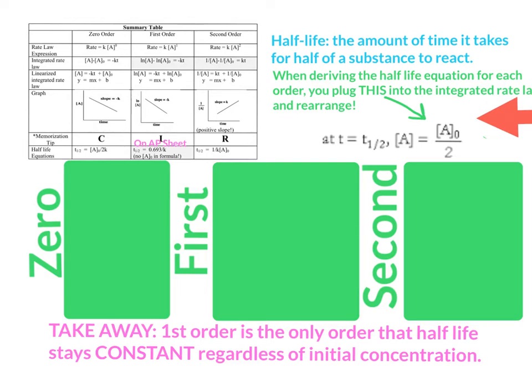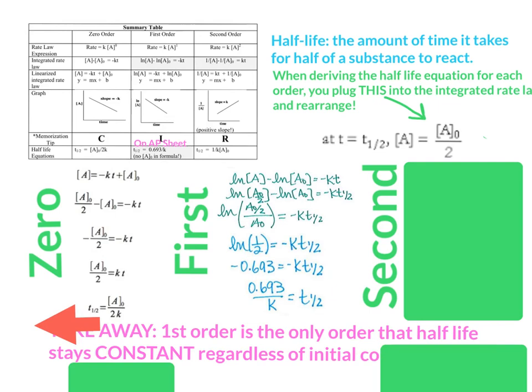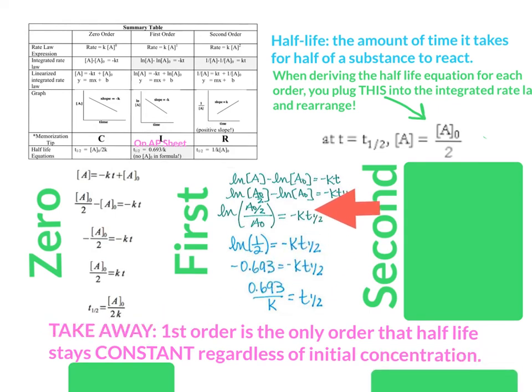If you take a look at the zero order equation, A naught over 2 was plugged in right here where A was, rearranged, and we got down to this equation right here. You do not need to memorize that equation. What's important is when we get to the first order, and this is the part that you really need to pay attention to. If I take A naught over 2 and plug it in and do all the math and rearrange, I get this equation. This might look familiar to you. This is the half-life equation of nuclear reactions. All nuclear reactions are first order.